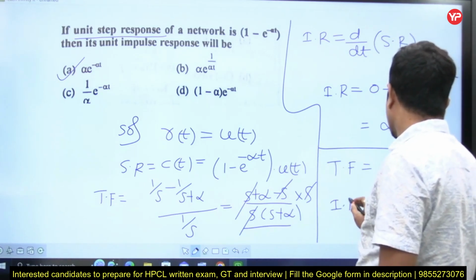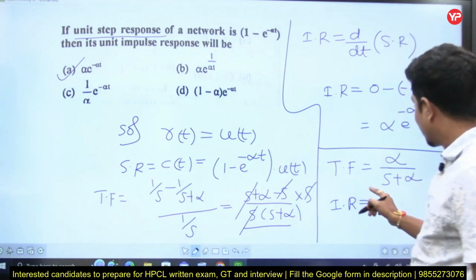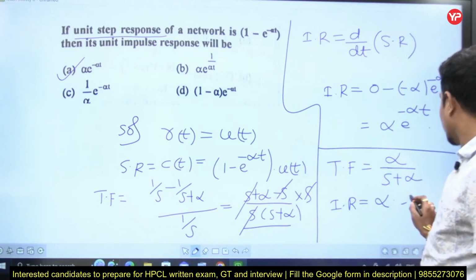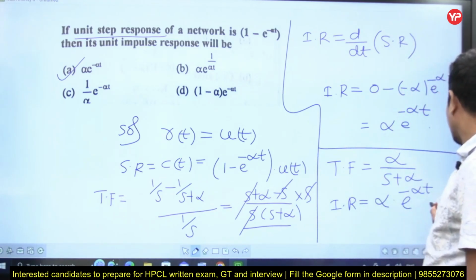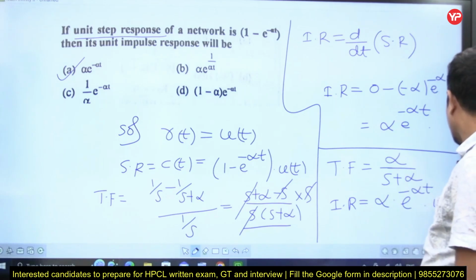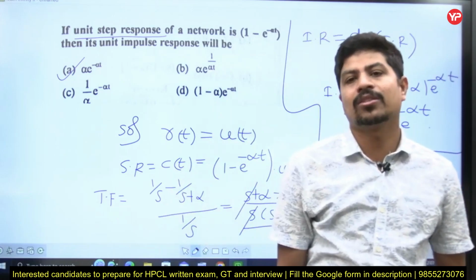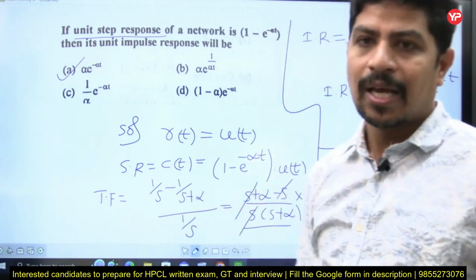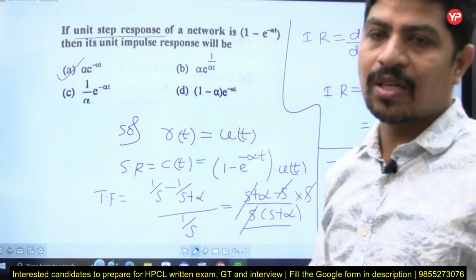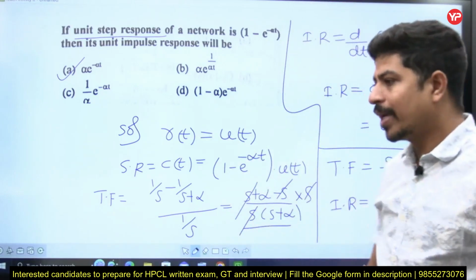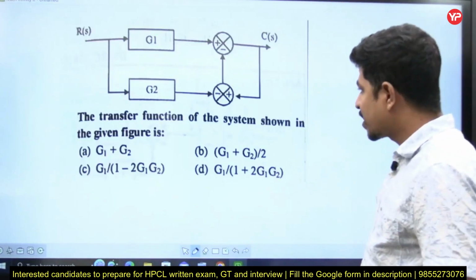then the impulse response is equal to the inverse Laplace of this, therefore alpha into e power minus alpha t into u of t. Anyhow u of t value is 1, so choice A suits well. See, with both the methods you have to get the same answer. Just for your convenience I am teaching two methods here. Any one of the methods you can pick up, right? Let's go to the next question.